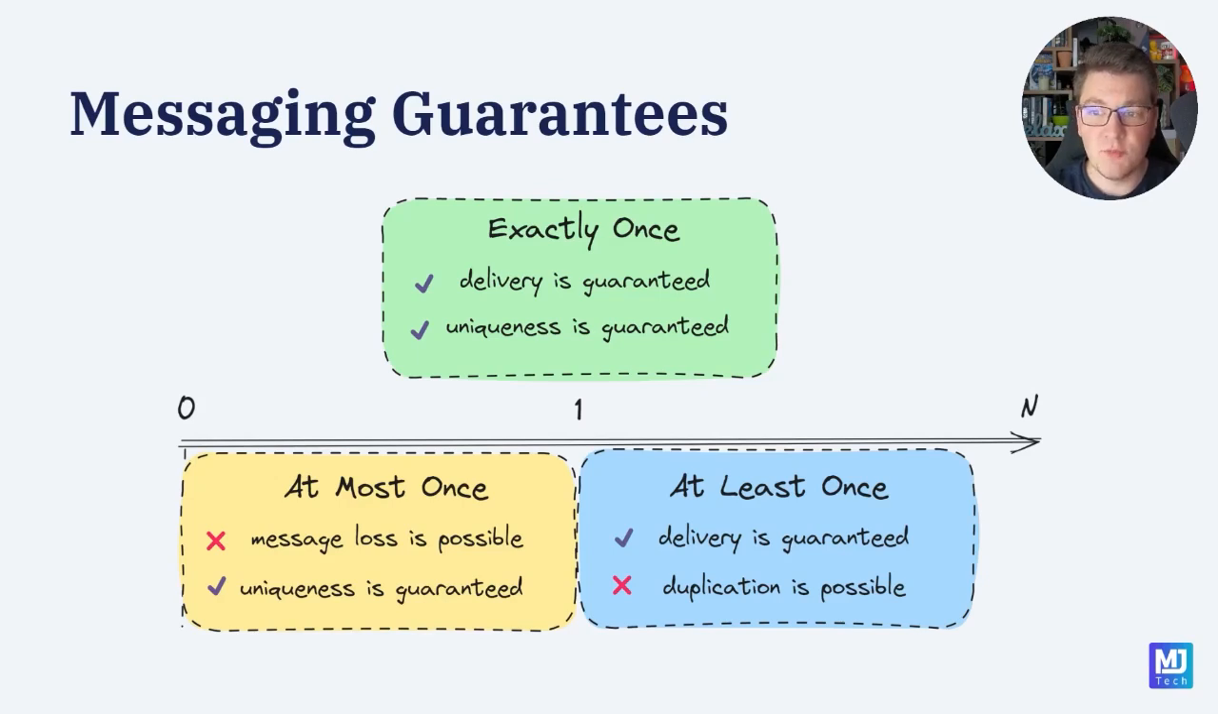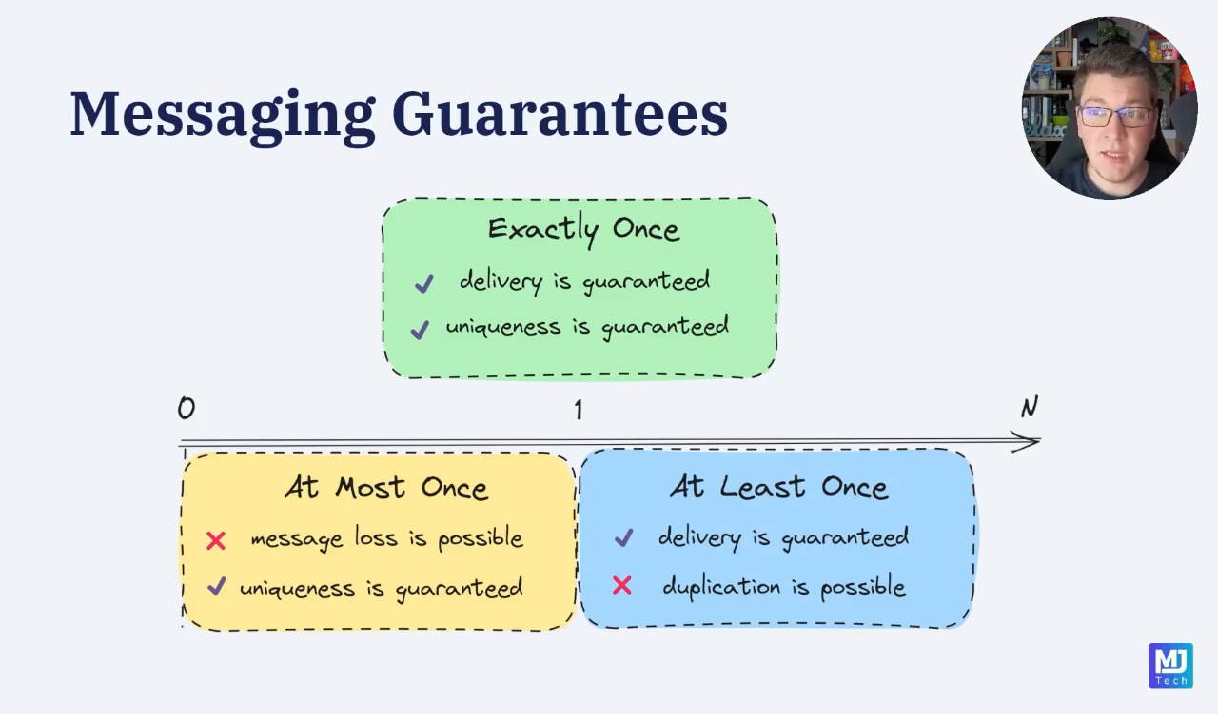There is also the at least once delivery messaging guarantee, where we accept the reality that messages could be lost, which means that we are going to continue publishing a given message until we have received an acknowledgement from the consumer. So with this messaging guarantee, the delivery of the message is guaranteed, but we could end up producing duplicates.